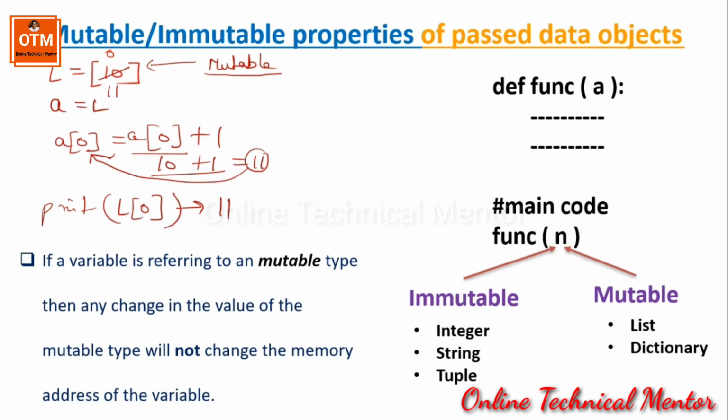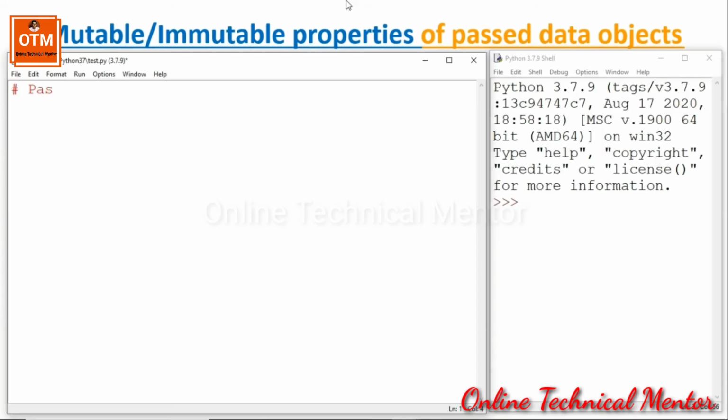Now, by considering this concept, I will show you two examples, one for the mutable type and one for the immutable type. And for each of the cases, I will show how to implement it with the help of a function. In my first example, I will show you how to pass an immutable type value to a function. For that, let me define a function, say display, with one argument, say a.